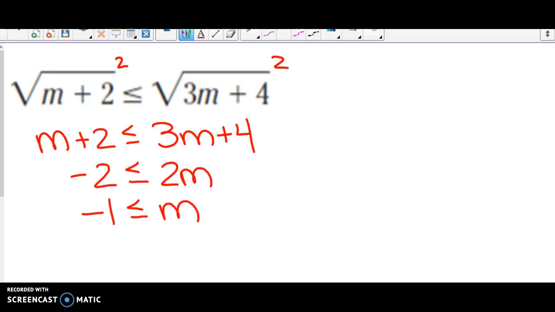Okay, so I worked it out, and I got negative 1 is less than or equal to m. But if you flip it around with the symmetric property, you get m is greater than or equal to negative 1. All right, that's the solution.